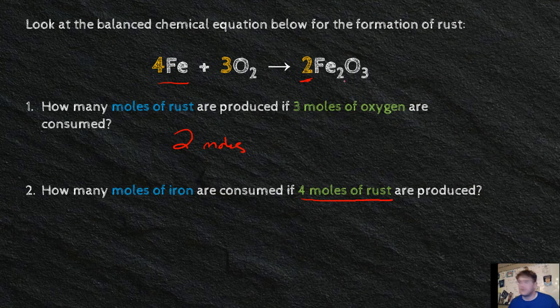So it says 4 moles of rust. Well, up here I have 2 moles of rust. Okay. So if I were to double this, 4 moles of rust, then I would have to double my ingredients as well. So 3 would become 6 and 4 would become 8, just like that. So now I can answer the question, how many moles of iron are consumed? Okay, we're looking at this. If 4 moles of rust are produced, I would need to consume 8 moles of iron. Okay, it's all about ratios. It's just like a recipe. If you're trying to get this amount of output, you need this amount of input.